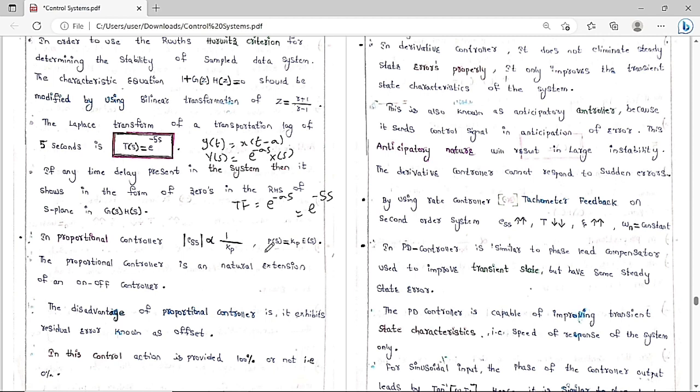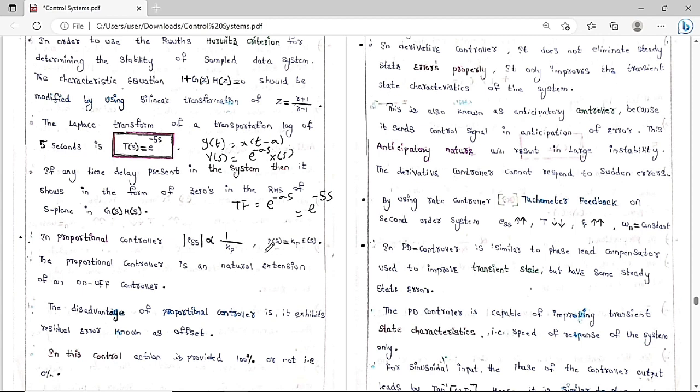In this, the control action is provided 100% or not, that is 0%. Means the control action can be either 100% or 0%, but not between these two. Only two things can be provided, either 100% control action or no control action. So this one you always have to keep in your mind.